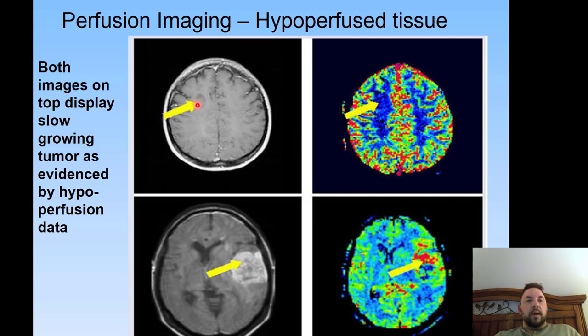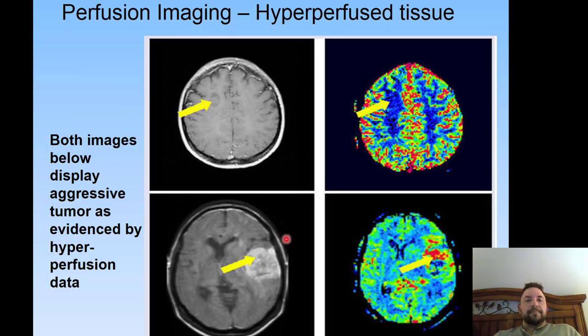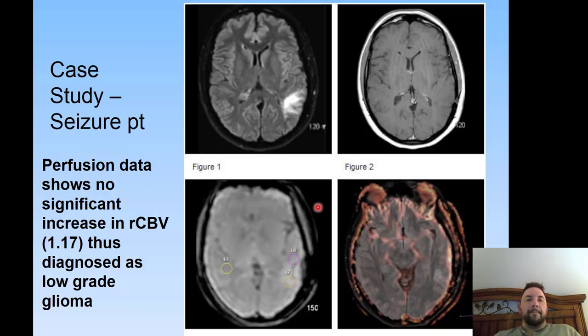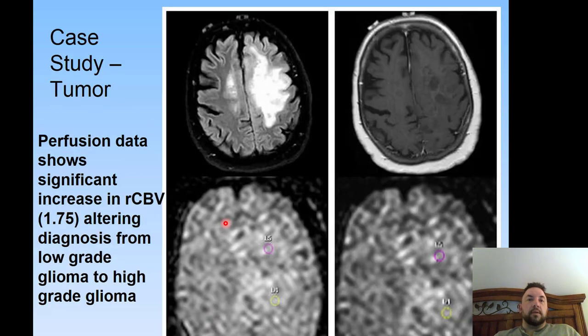Hypoperfused tissue, slow-growing tumor, and again you have the comparison to hyperperfused. So hypoperfused and hyperperfused tissue. The hypo is not red. The hyperperfused is red based on perfusion data. In this case here, we actually changed the treatment plan based on perfusion data showing this tumor as low grade, only 1.17 compared to normal tissue. So a big difference in looking at that comparatively.